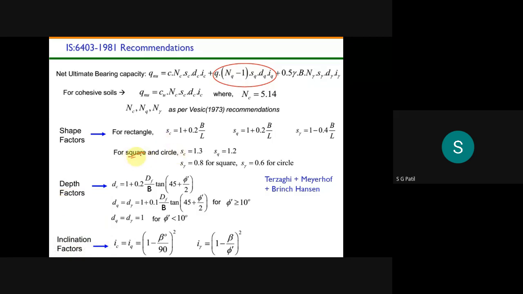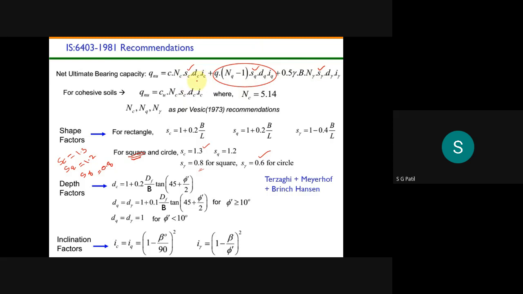Okay, see here for square footing, my shape factors: SC is equal to 1.3, SQ is 1.2, and S gamma for square footing is 0.8. So SC, SQ, S gamma for square footing are 1.3, 1.2, and 0.8. These are the shape factors I got.